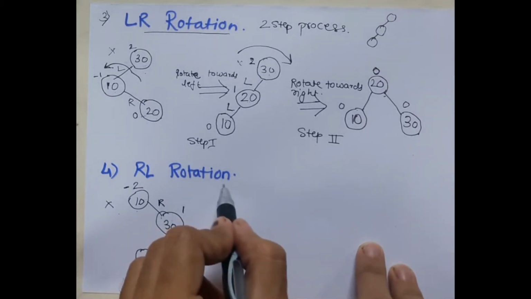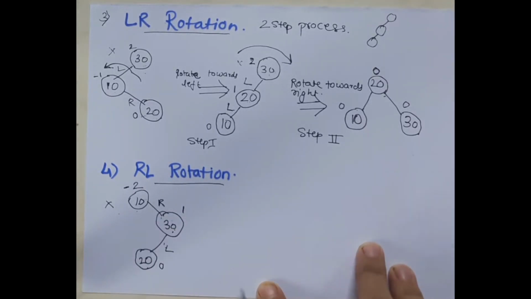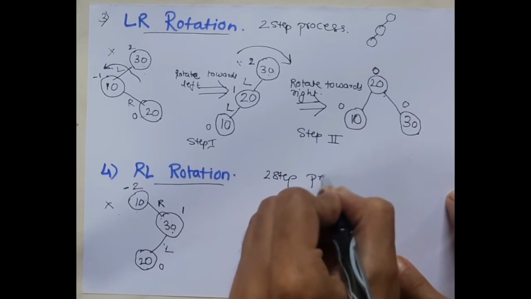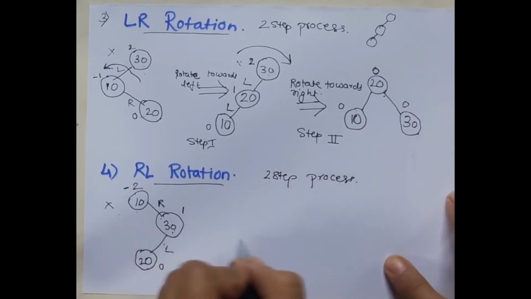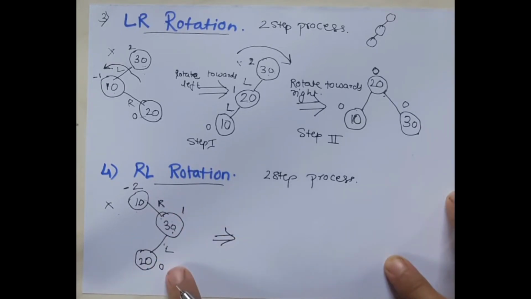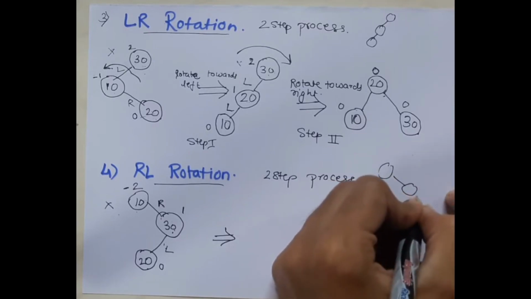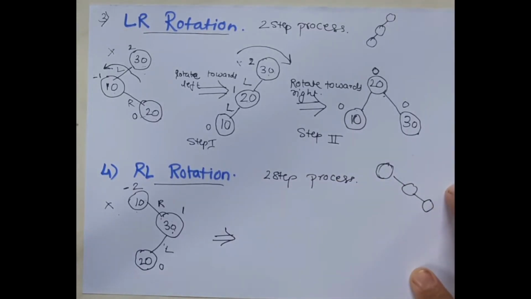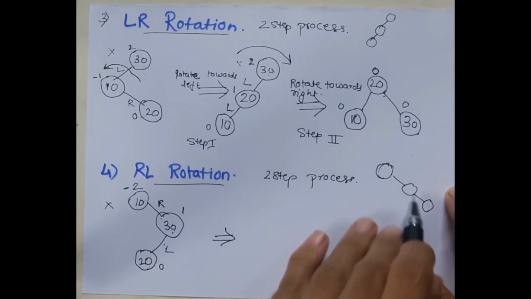So now we'll perform RL rotation. Okay. So RL rotation is also a two-step process. In first step, what we'll do? We'll convert this RL type of imbalance into RR type of imbalance like this. So now we want this type of structure. So now what we'll do? So now you'll say that I'll just attach 20 here and then I'll get this structure.